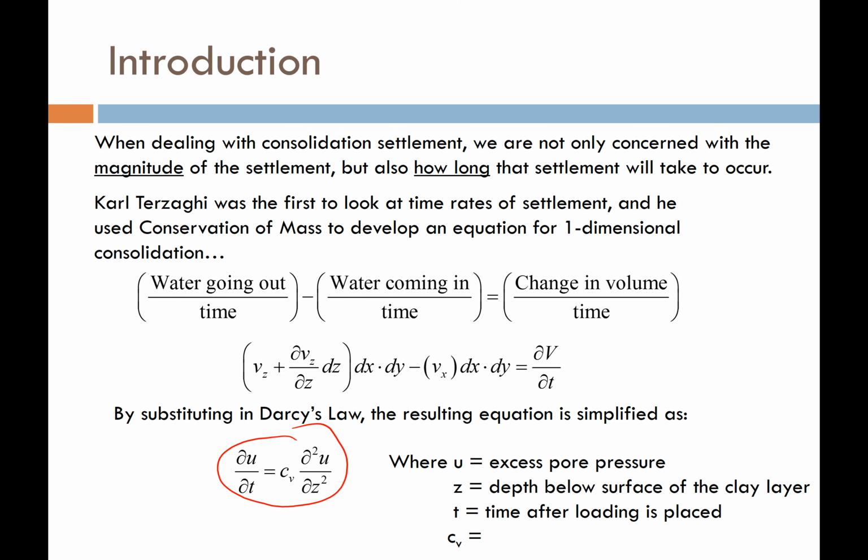If we substitute Darcy's law into this relationship, then we can simplify that nasty looking equation to a differential equation that's going to look like this, where u is the excess pore pressure in the soil induced by the load that we put on it. z is the depth below the surface of our clay layer. t is, of course, time. And then you see this little c_v. c_v is what we refer to as the coefficient of consolidation, and it's a quantification that's going to make this whole calculation work.